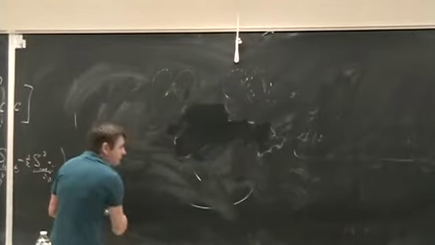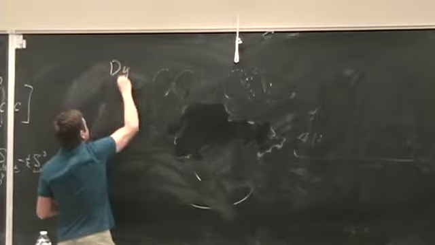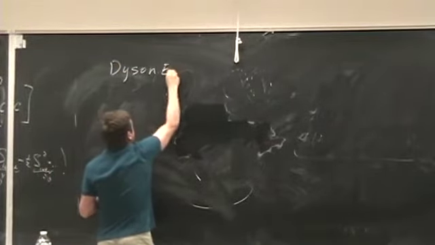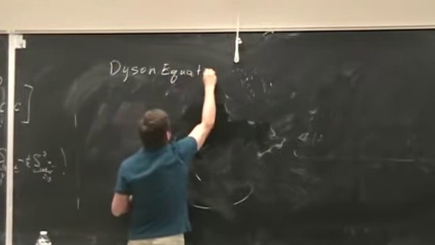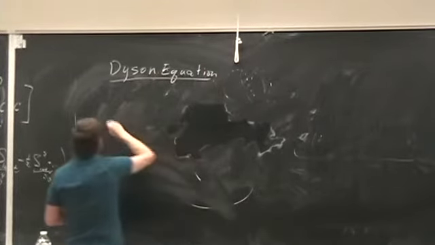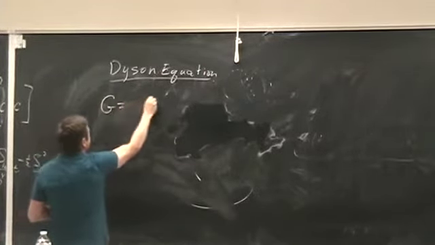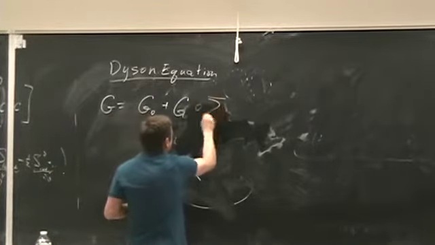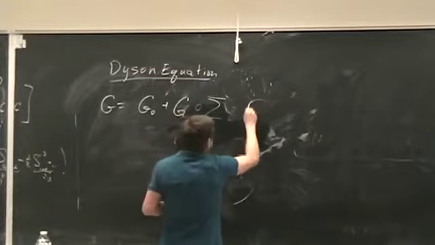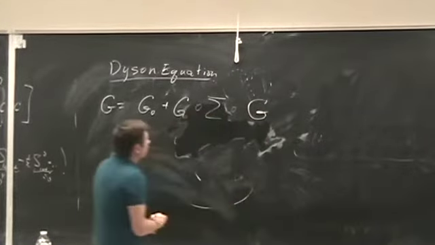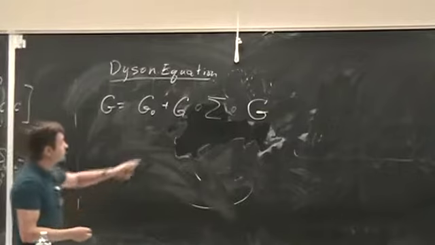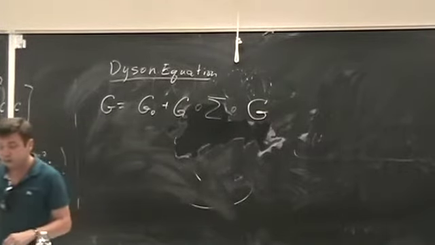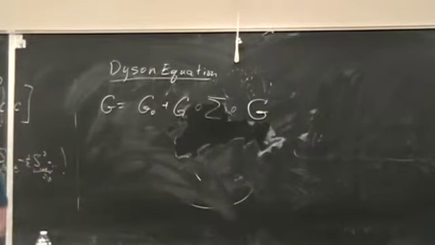So what we're discussing is essentially the Dyson equation, which says that G is equal to G naught plus G naught sigma G, where this circle simply reminds you that this is matrix multiplication and time convolution in the middle points, right?